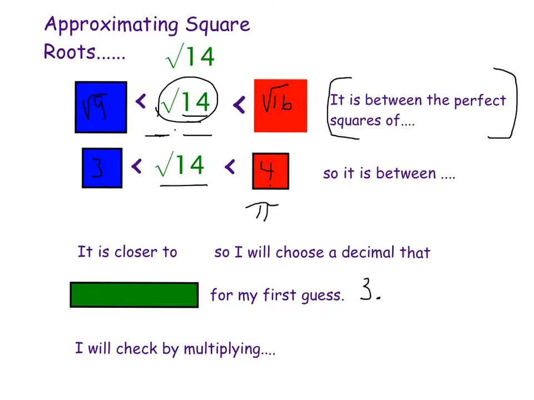Now this is where making a wise decision will really pay off. You have to look, okay, which one is it closest to? 14 is 5 away from 9, but only 2 away from 16. So we know that it's going to be closer to the 4. So we are going to make a guess that is closer to 4 than to 3. We're not going to guess 3.5. Now it's 5 and 2, so I think my first guess is going to be 3.7. And I'm going to check to see how close I am by doing the multiplication.